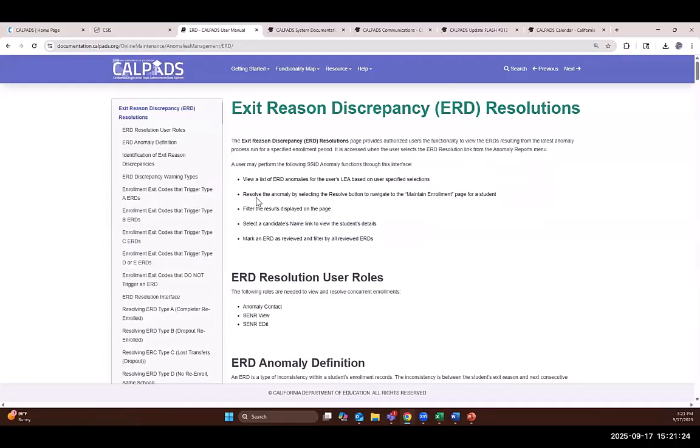In most cases, we're not asking that you go back and make changes. But if they have re-enrolled and it's before census day, you could resolve the ERD. You could go back and change it to a T160.